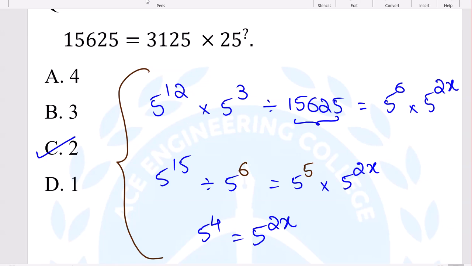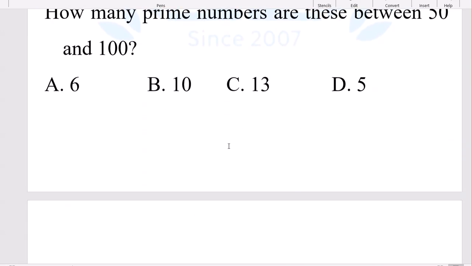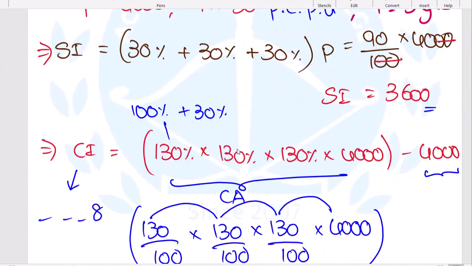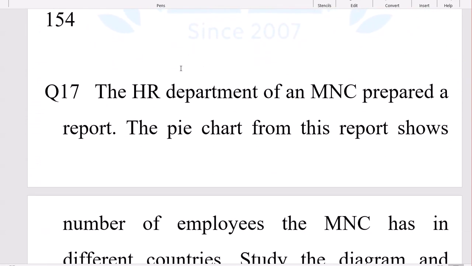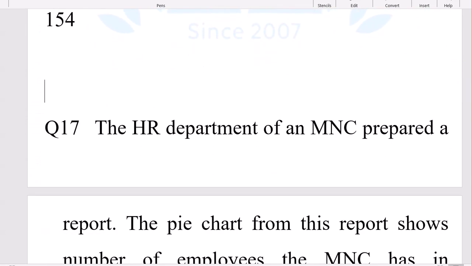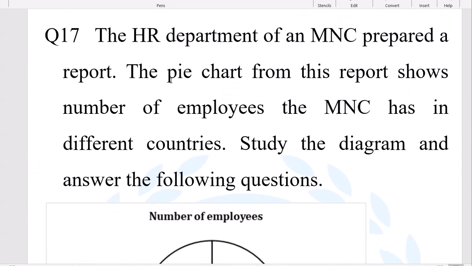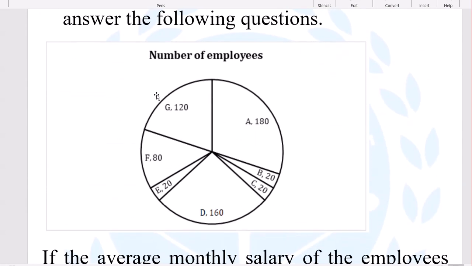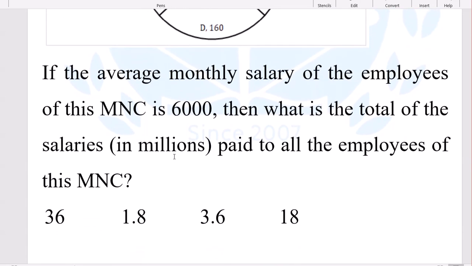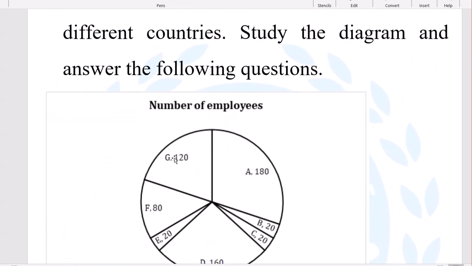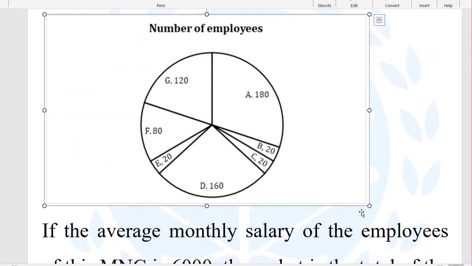Good. Next, question number 17. Time and work. See, different topics we're looking into. Again, this is related to data annotation, it seems. Pie chart. There is a diagram given. Now, finally, what they're asking is average monthly salary of this MNC is 6,000. And what is the total salaries paid to all the employees of this MNC? This is regarding number of employees, right?